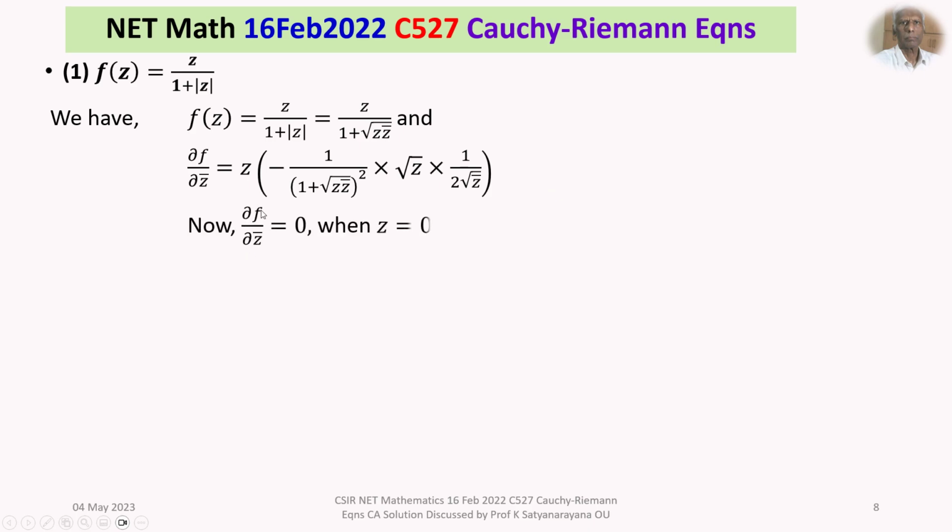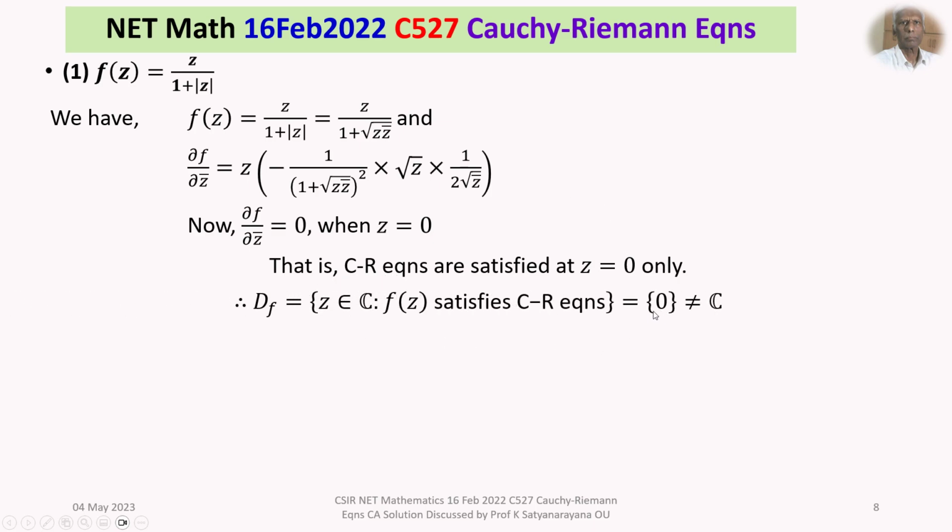And ∂f/∂z bar will be equal to 0 only when z is equal to 0. So that means CR equations are satisfied only at one point, namely z equal to 0, that is the origin. So D_f consists of a singleton set consisting of the complex number 0 alone, which is not equal to C. Therefore, D_f is not the whole of C for the function in option 1.